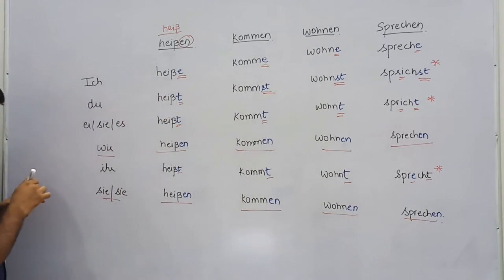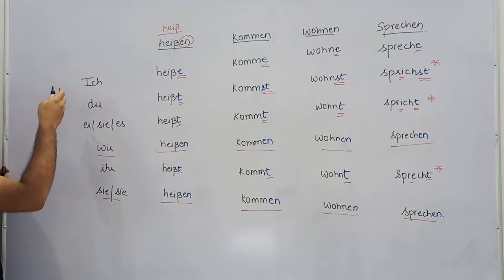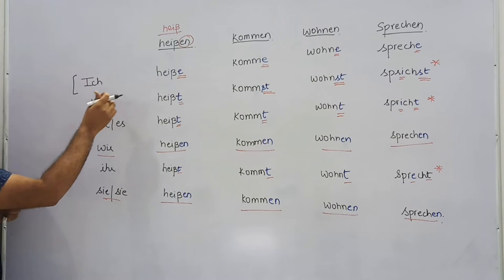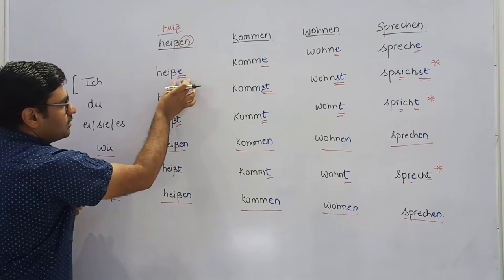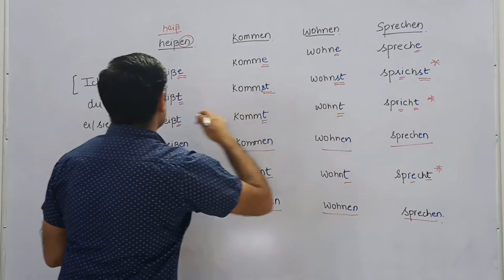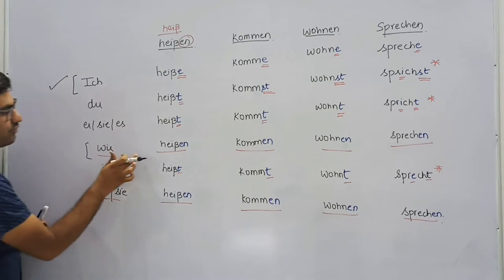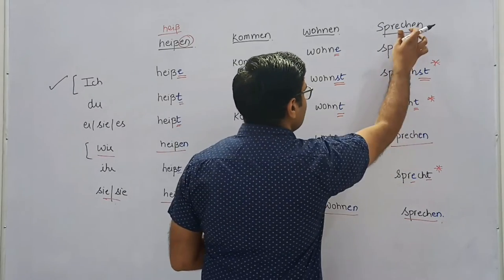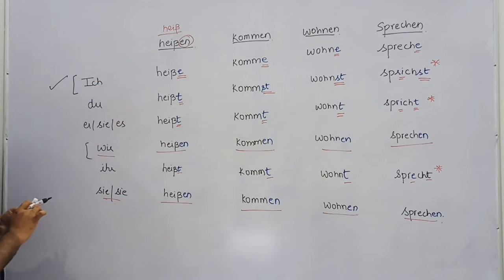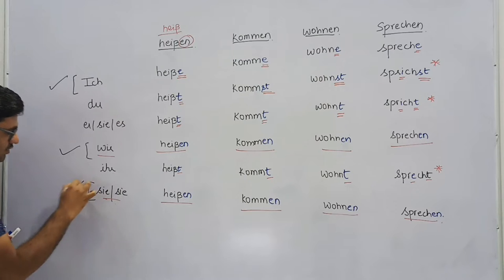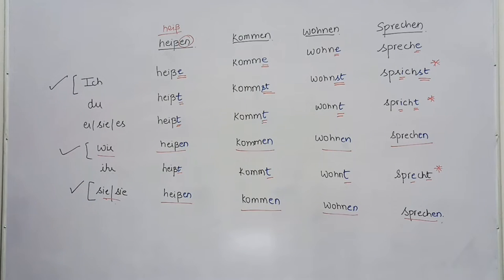In order to learn these, first we have to note that for ich, we just have to remove en and add e. And we are done with this first line. For wir, we have to use the same infinitive form verb. So this also we have done, and similarly Sie is also learned. So these three we have learned. What is left is du, er/sie/es and ihr.